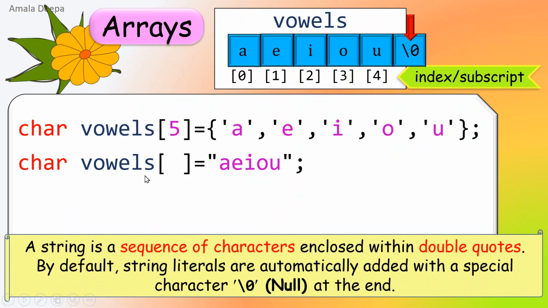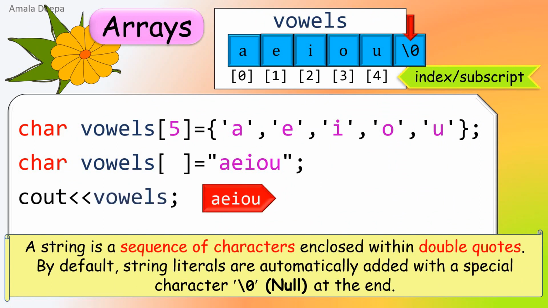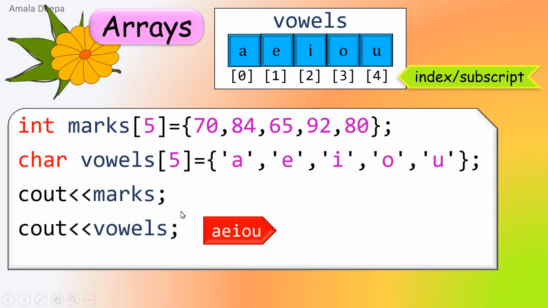Also note that even if you initialize a character array with a string, each character is stored in an individual location of the array. When I print this array bubbles, cout bubbles, I get this output, that is the string itself is printed, AEIOU. When I do the same with a numeric array, I get the output as the address of the first location of that array.